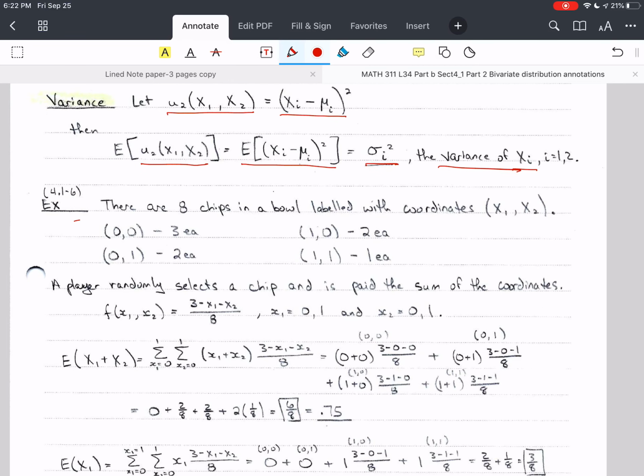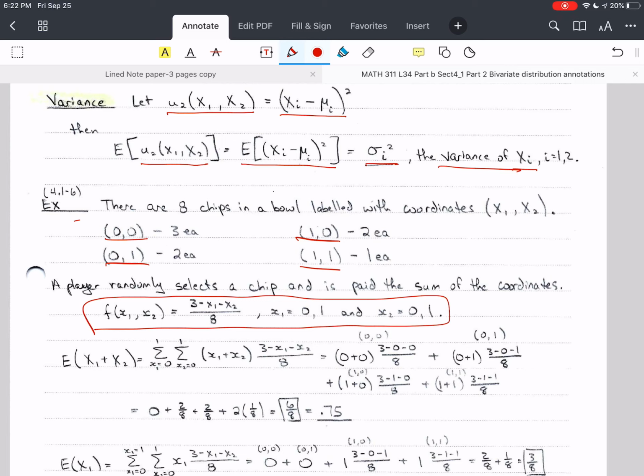There are 8 chips in a bowl labeled with coordinates x1, x2. There are 3 of the 0, 0, 2 of the 0, 1, 2 of the 1, 0, and 1 of the 1, 1. A player randomly selects a chip and is paid the sum of the coordinates. It turns out that the joint PMF can be given by this expression here. Those x1 and x2 values have to be specified.